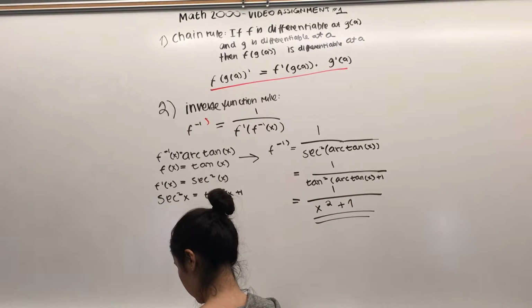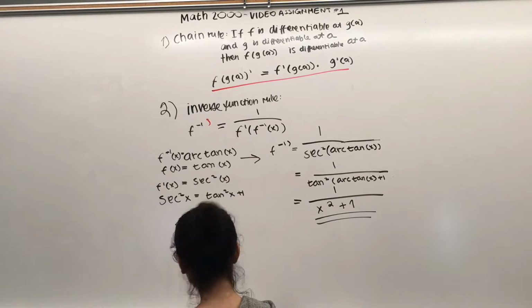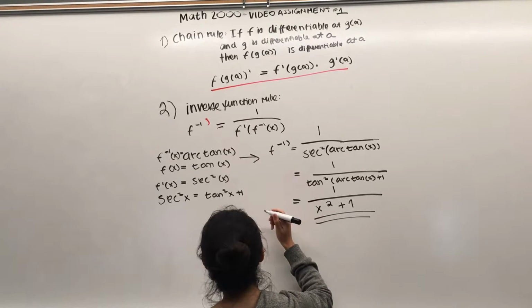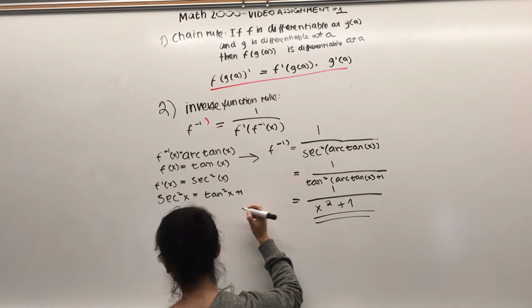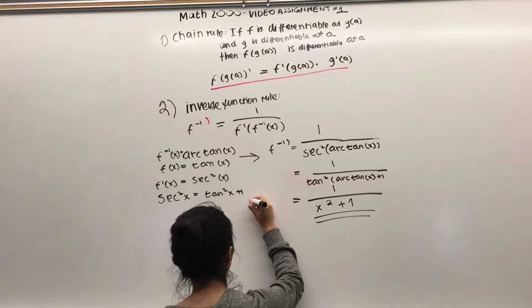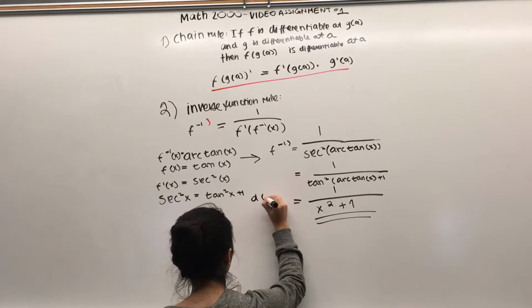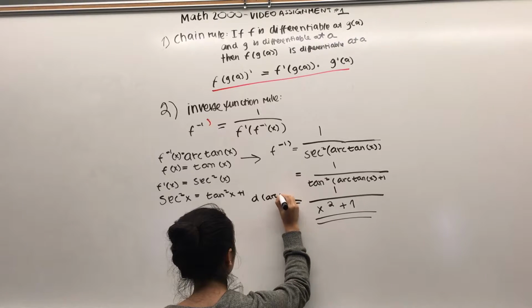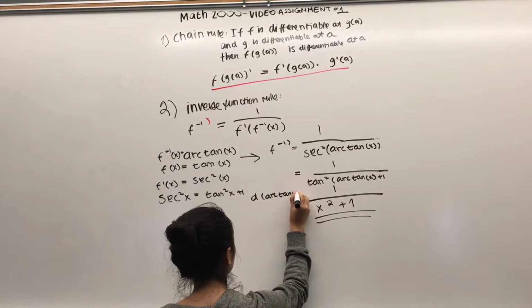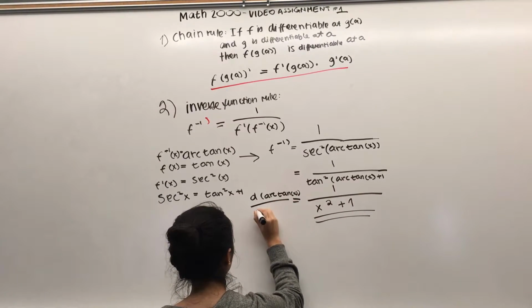And now we know that the derivative of arctan of x equals this.